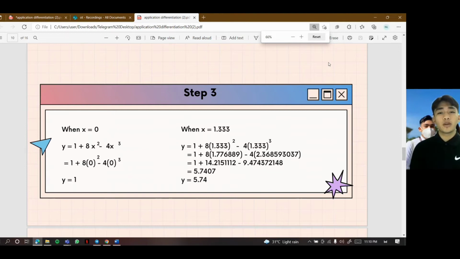And then when x equals 1.333, the example is y equals 1 + 8(1.333 squared) minus 4(1.333 cubed). 1 + 8(1.776) minus 4(2.368), equals 593.037.